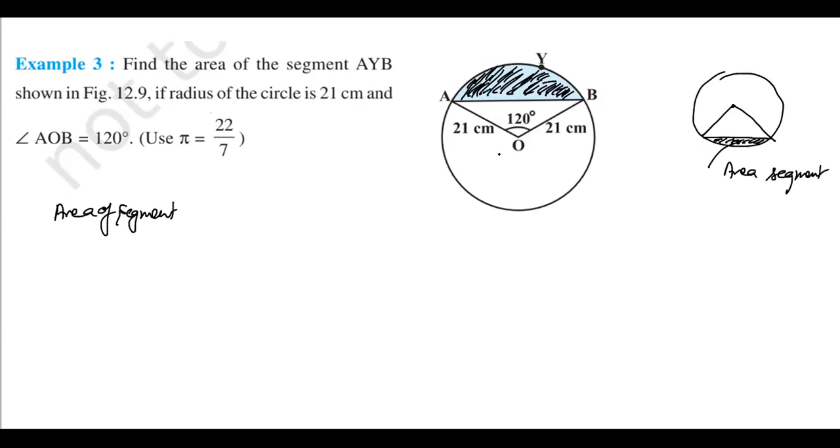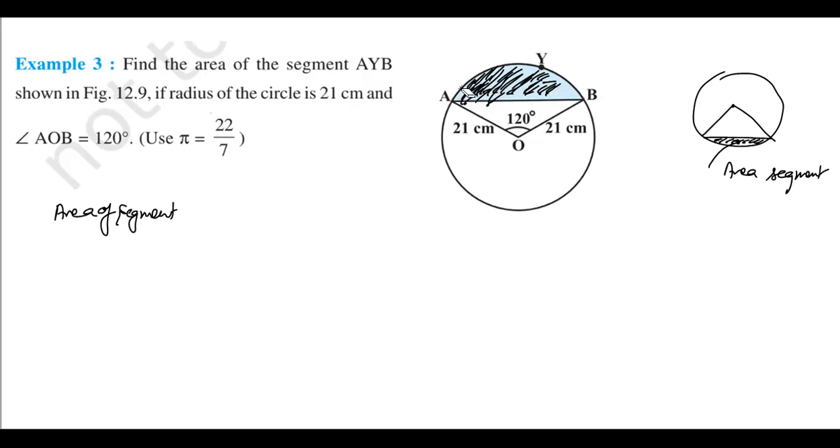So how can we find out the area of a segment? First of all, the area of a segment can be determined by finding the area of this whole sector first, and then subtracting the area of the triangle from it. Means if you find out this area, and then subtract the area of only this one from the whole, then you will be able to find out the area of this segment.